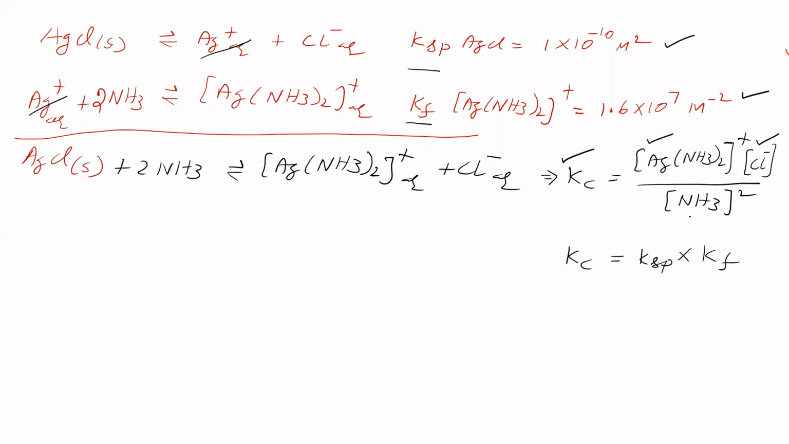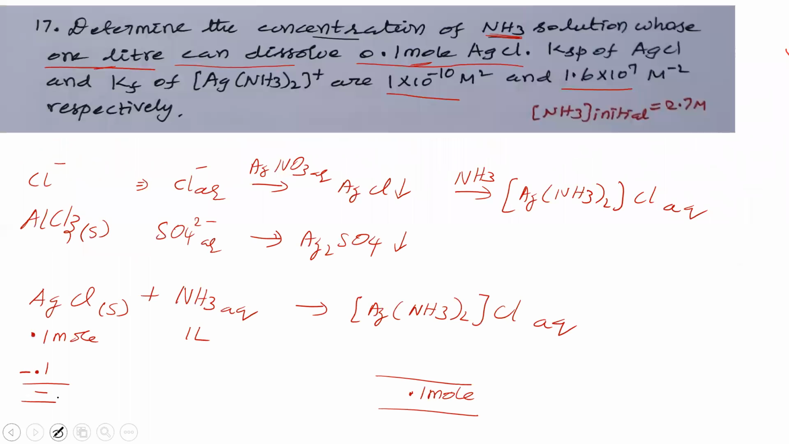Okay, sir. Now first we will write this equilibrium constant. This is equal to what? Ksp into Kf. Okay, we have written the equilibrium constant. Then we have to substitute the concentration of complex ion and the concentration of Cl minus ion. So now, what is the value of the concentration of complex ion?